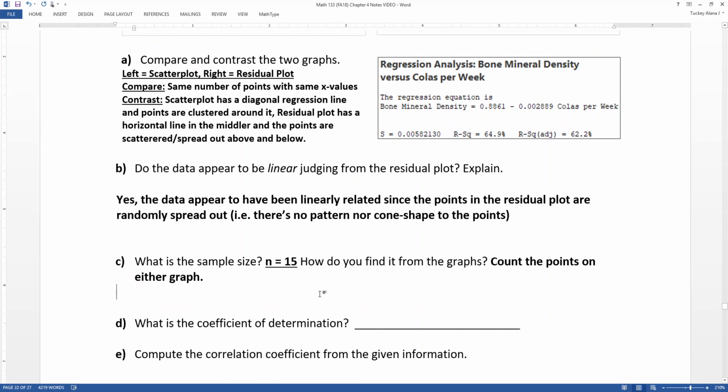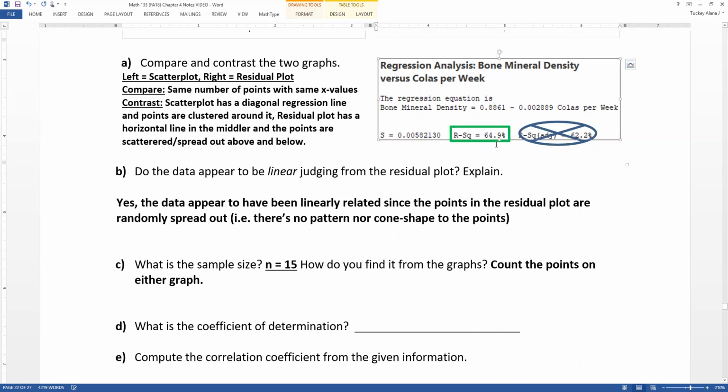They're the same 15 women that were sampled for their bone density and cola consumption. All right, now the coefficient of determination is available to us in this computer output right here. You can see the R squared is 64.9%. That's the one. Ignore the R squared adjusted. R squared, which is the coefficient of determination, is 64.9%. So write it either as a percentage or write it as a decimal. It's good either way, and correct.